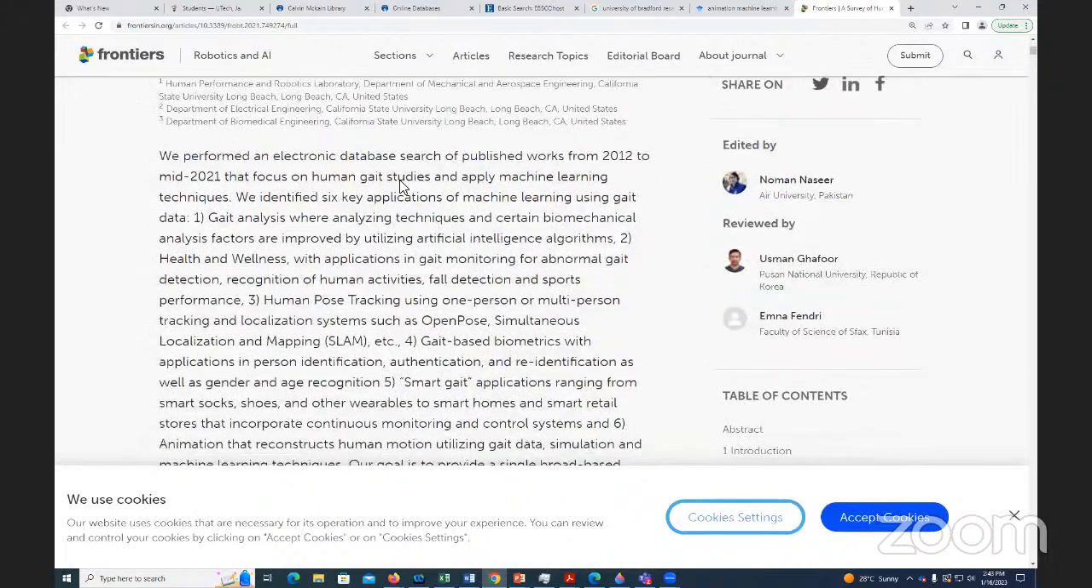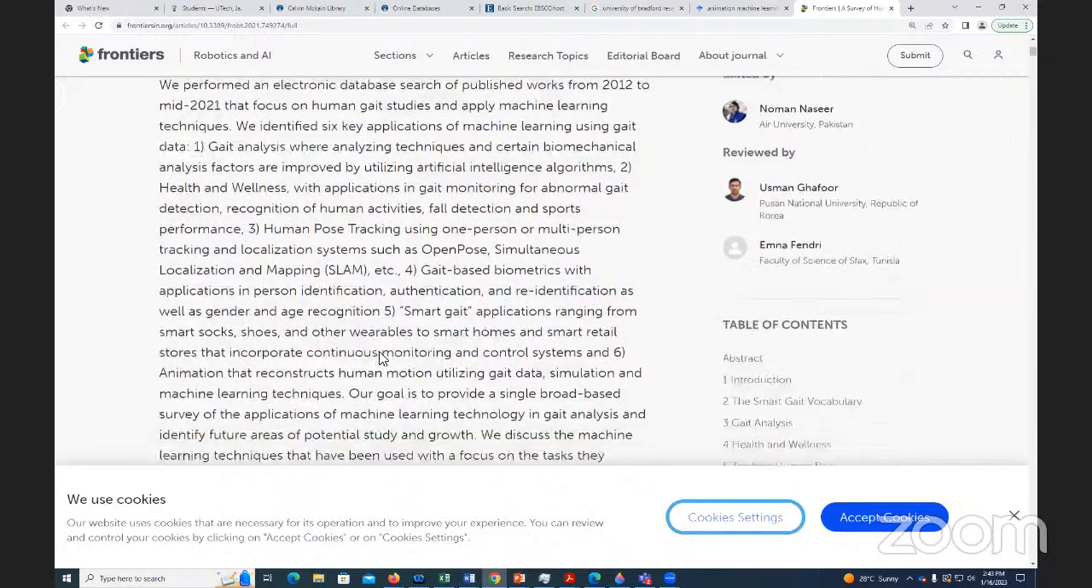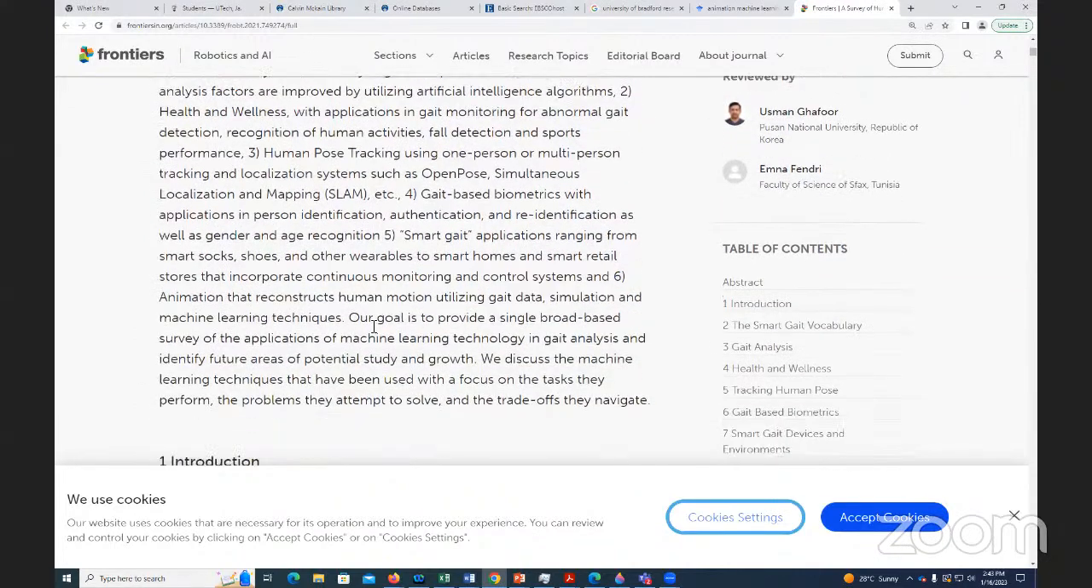They looked at the published works in the last about 10 years that looked at human gait studies and applying machine learning techniques. And they found 6 key applications and they list them. I'm not going to read them now, we don't have the time. And animation that reconstructs human motion utilizing gait data, simulation, and machine. Oh, that was the 6 types, sorry. So there are 6 types, which I'm not going to read.